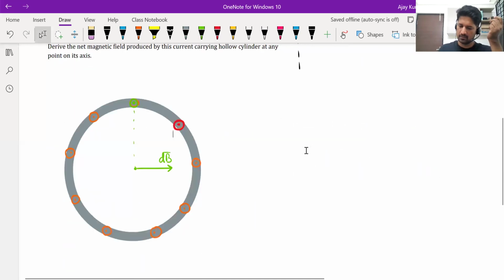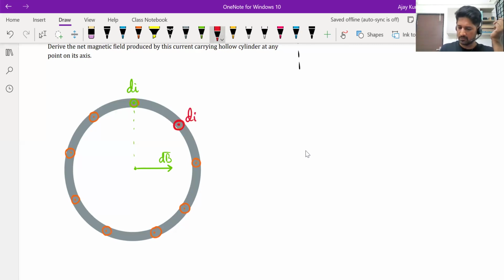Okay. Now the green one is done. It had some current dI. Now the red one, it has some current dI. From the red one to the center. Okay, the point P where we want the field is here. So if you apply the right hand thumb rule, you will see that the field produced by that red current points this way.